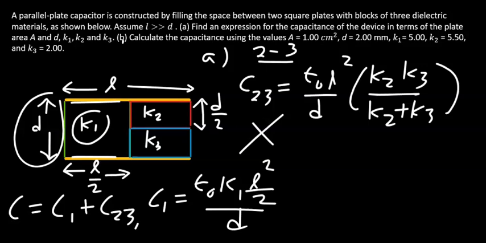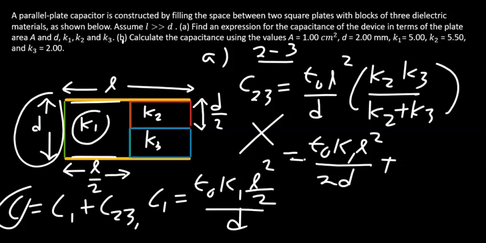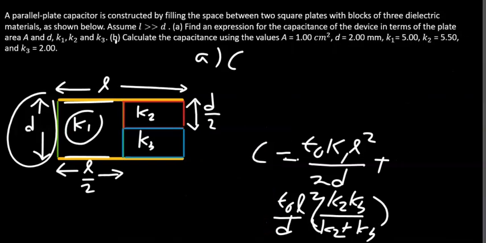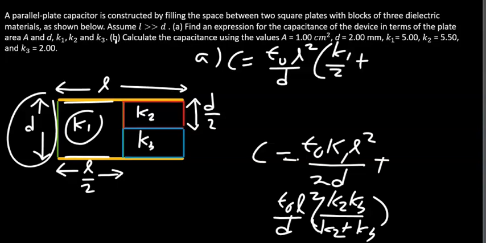Now we have to add these two to get the overall capacitance, and that's going to be epsilon naught K1 L squared over 2D plus epsilon naught L squared over D times K2 K3 over K2 plus K3, which simplifies into epsilon naught L squared over D times K1 over 2 plus K2 K3 over K2 plus K3.